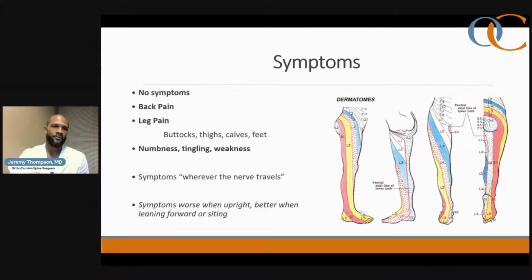So the symptoms from lumbar stenosis can be vast and wide. It can be anything from no symptoms at all to back pain or leg pain that radiates from the buttocks, the thighs, the calves, the feet. You can get numbness and tingling or even weakness down the legs. But really, anywhere those nerves travel, you can have symptoms. And those nerves travel from your low back all the way down to your toes. But generally, from lumbar stenosis, those symptoms are worse when you're upright and better when you're leaning forward or sitting down.